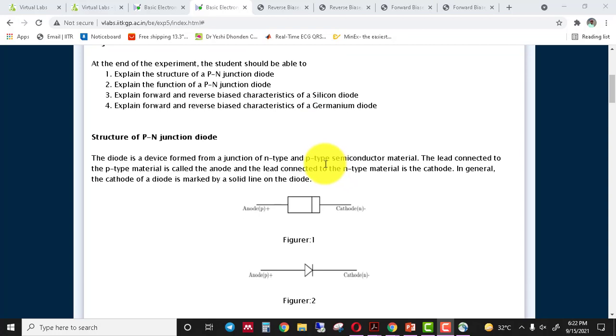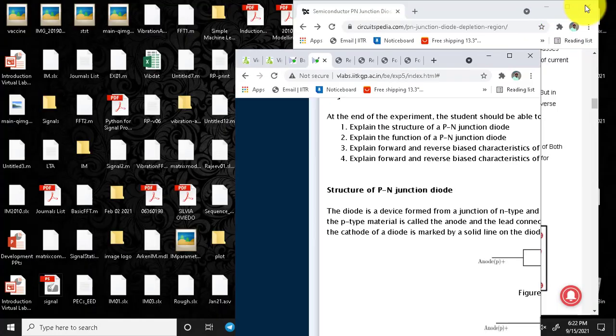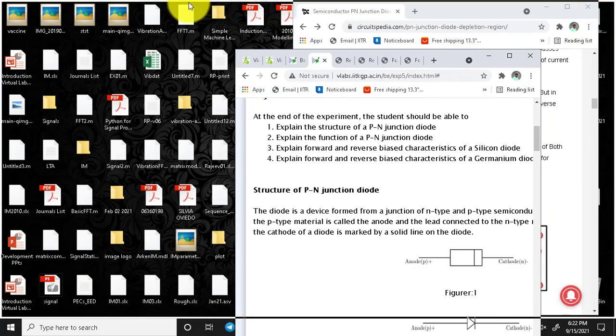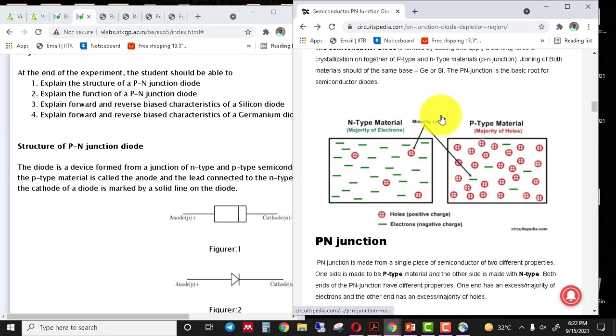First of all, we will discuss the structure of the PN junction diode. As you know, the PN junction diode is formed by an N-type and a P-type semiconductor material, and I refer to another website for the detailed explanation. Here you can see the N-type material and the P-type material. In the N-type material, electrons are the majority charge carriers and holes are the minority charge carriers. But in the P-type material, holes are the majority charge carriers and electrons are the minority charge carriers.